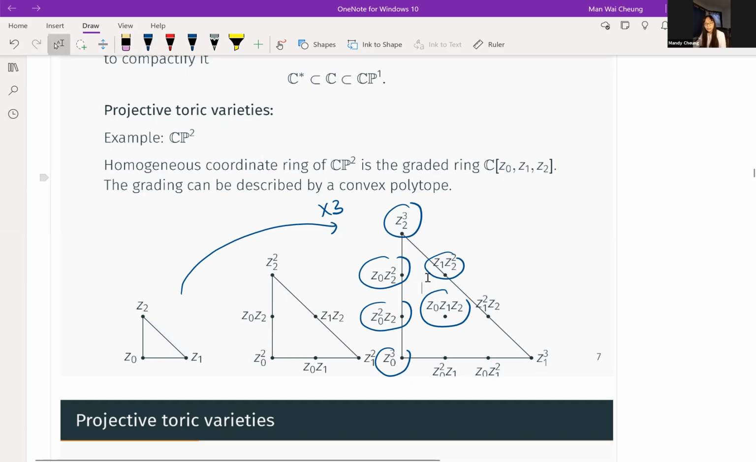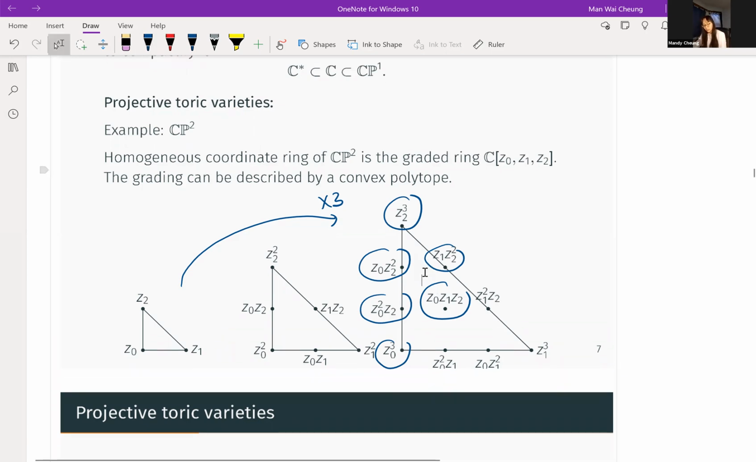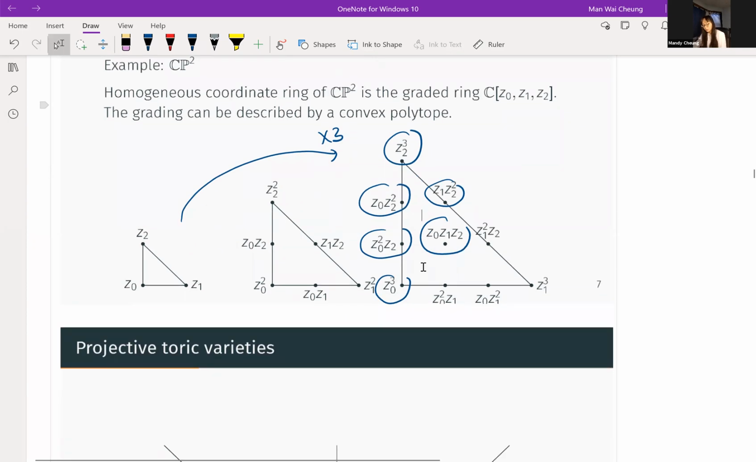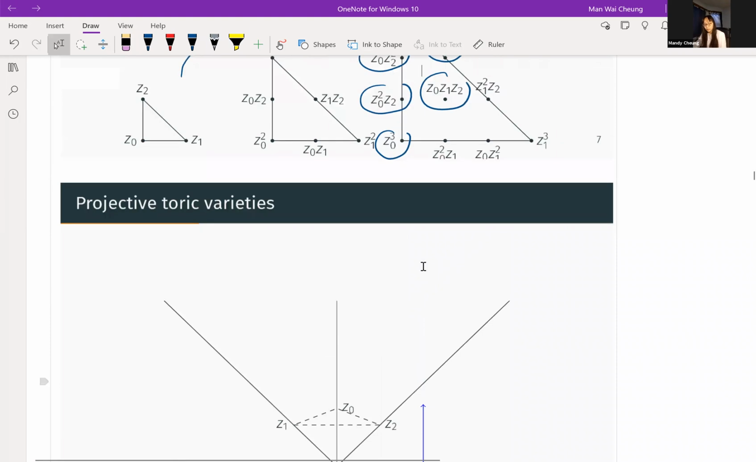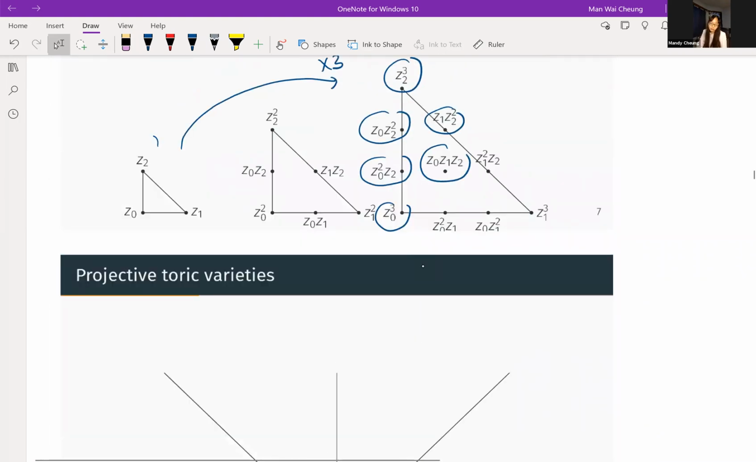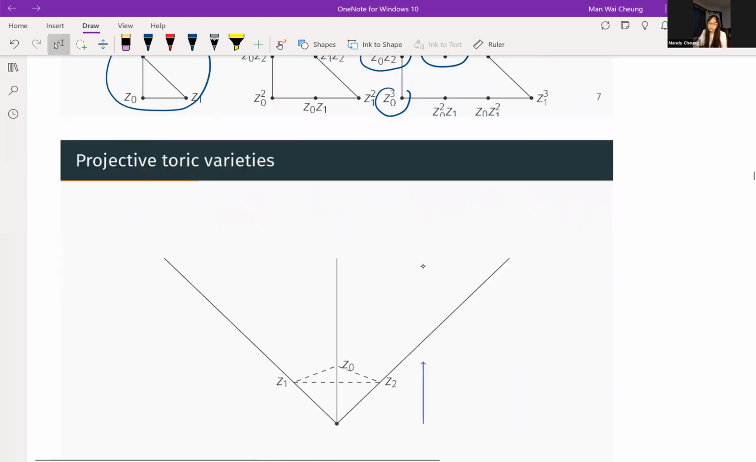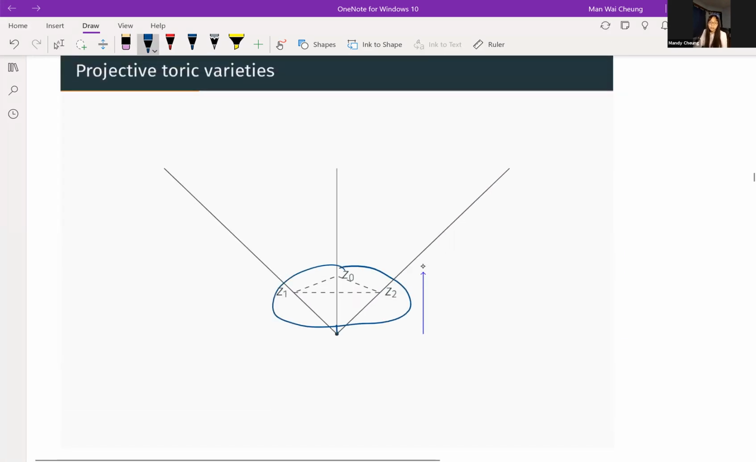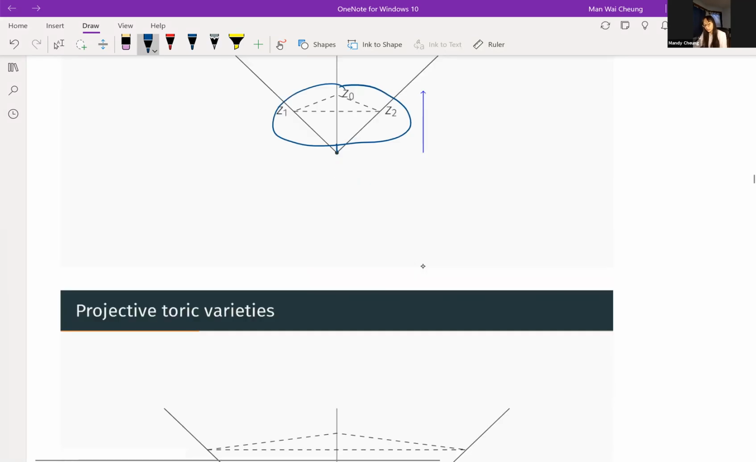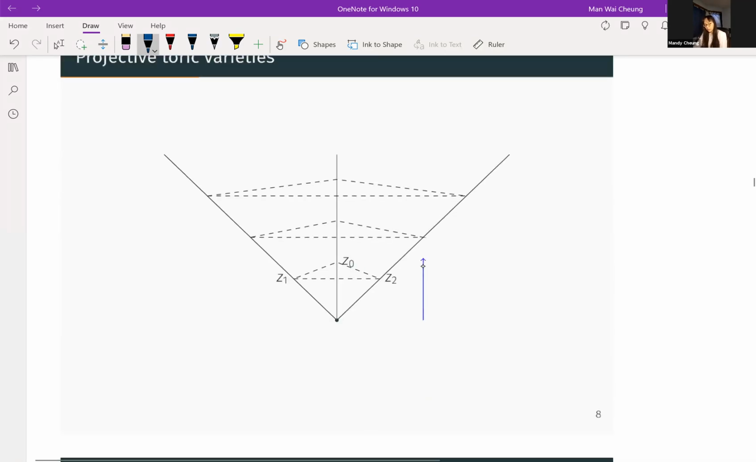And this is actually not a coincidence; it is a very general construction in projective toric geometry. What we can do is put this polytope one dimension higher and look at the cone over it. Then we can see that the polytopes corresponding to the degree 2 and degree 3 monomials sit at layer 2 and layer 3 of the cone.